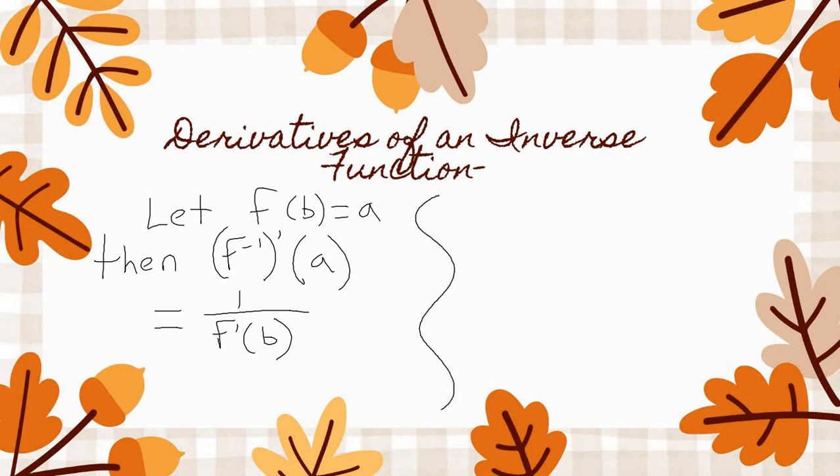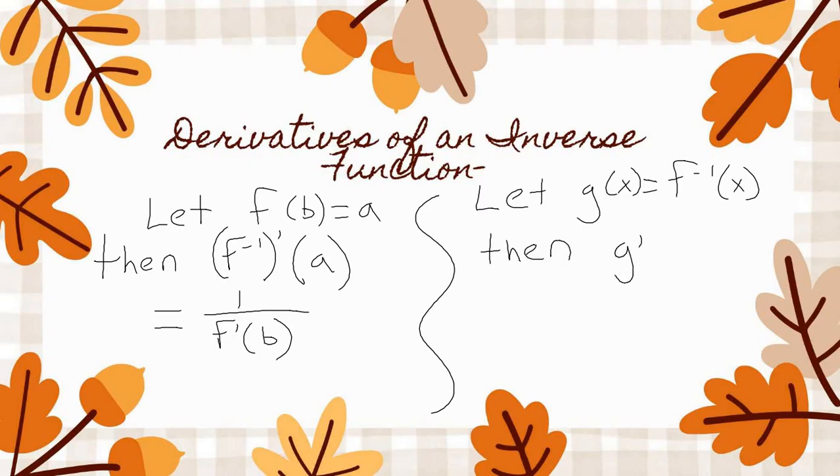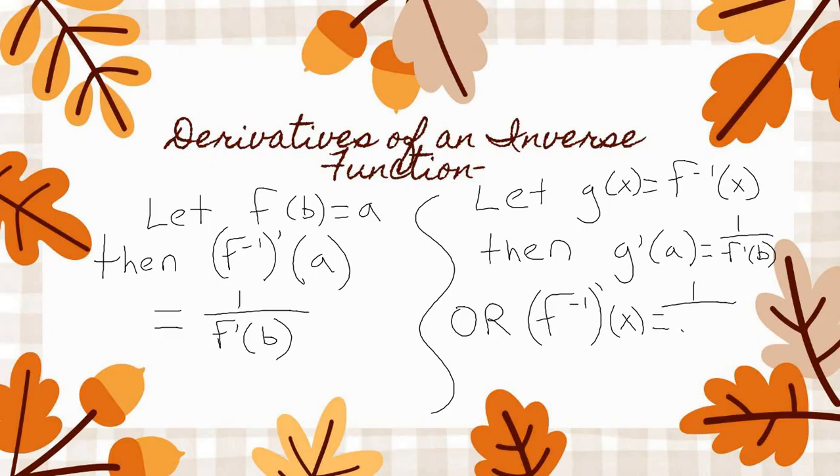The other way that I think it's on your foldable. So you can see it like that. If we just define g to be the inverse, then we don't have to have quite as much inverse notation. The other way that you can see it is the derivative of the inverse of x equals 1 divided by f prime of f inverse of x.